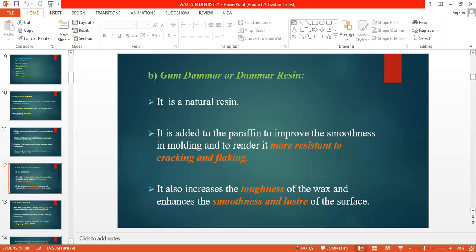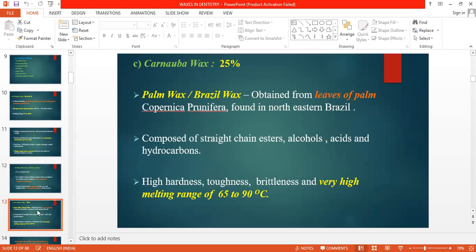Next composition is the gum damar resin. It's a natural resin which is added to the paraffin to improve the smoothness and to render it more resistant to cracking and flaking. It also increases the toughness of the wax and enhances the smoothness and luster of the surface.